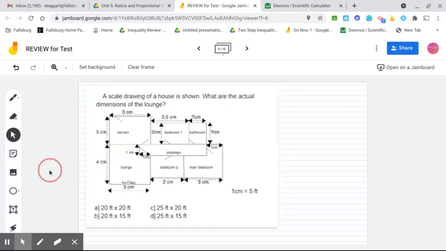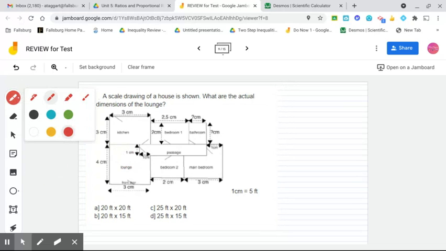So I can see here we have the scale. Okay, 1 centimeter equals 5 feet. That's important. So we're going to figure out the lounge. Let's see, we have it right here. So what are the actual dimensions? So it's length and width.